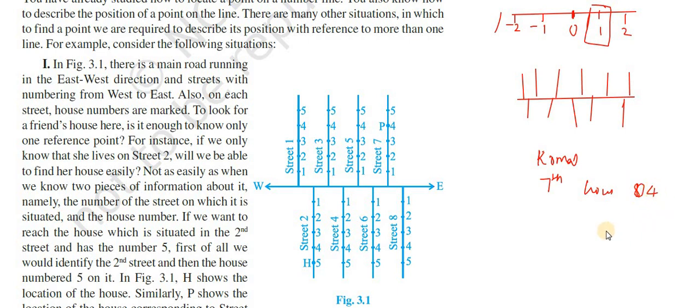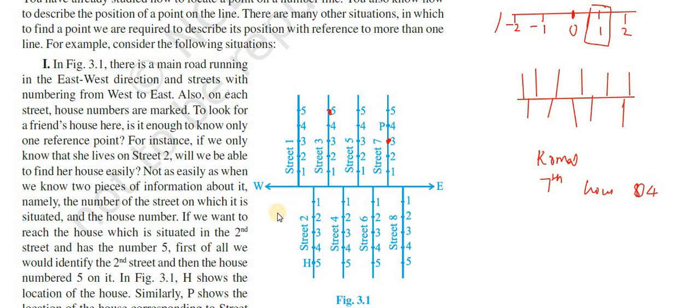Then can you find the house now? Yes, this is street 1, this is street 3, this is 5, and this is 7. So where is Komal staying now? Komal is staying at this place, right? This is her house. Suraj is staying in the 3rd street, 5th house. Where is it? Here this is the 3rd street, and here is the 5th house.